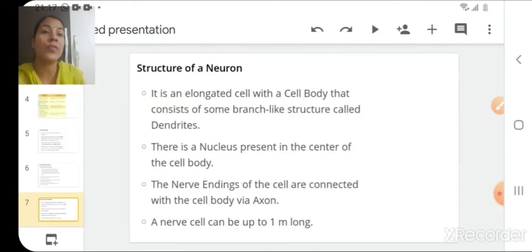Now the structure of a neuron: it is an elongated cell with a cell body that consists of some branch-like structures which are called dendrites. There is a nucleus present in the center of the cell body. The nerve endings of the cell are connected with the cell body via the axon. A nerve cell can be up to 1 meter long.